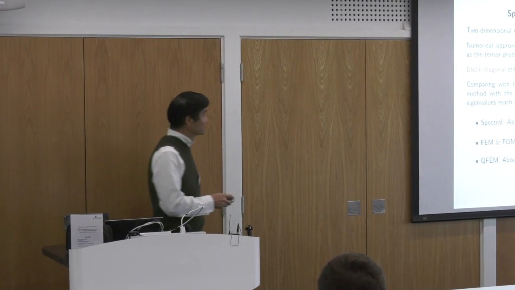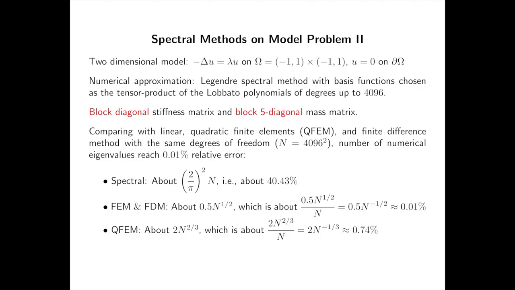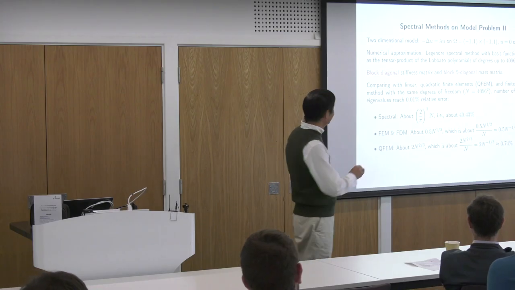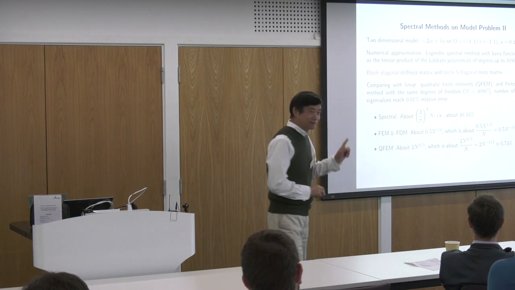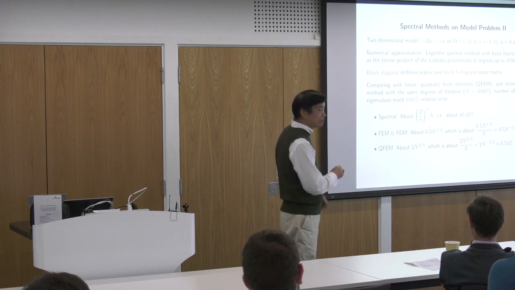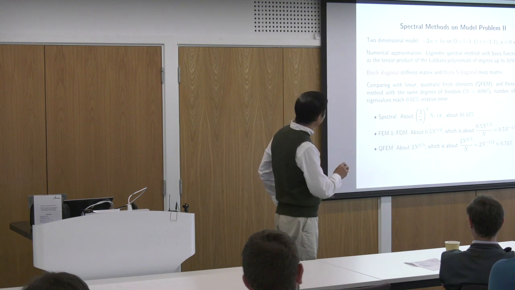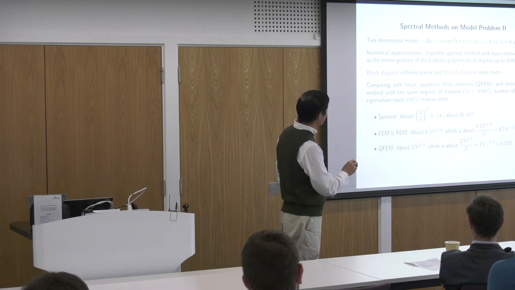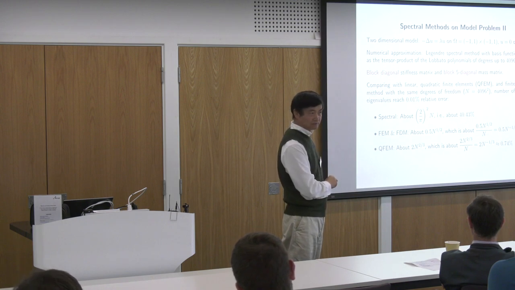So this is a 2D case. And the 2D we did here is a two-dimensional model. This also you can compute exact eigenvalues, you can compare. Now, we have a Legendre spectral method with basis functions as a tensor product of Legendre polynomials of degree up to 4,096. So this time, like you mentioned earlier, we don't have a diagonal stiffness matrix. Instead, we have a block diagonal. And at the same time, you have the mass matrix, a block five-diagonal mass matrix.